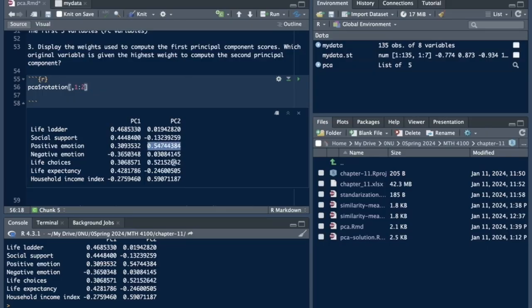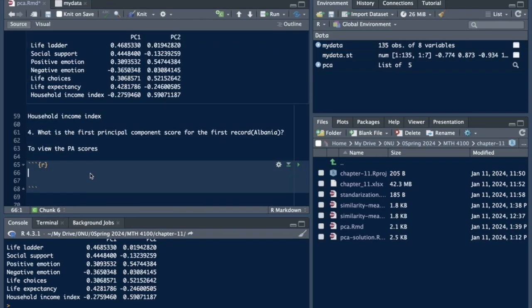Positive emotion, this has high contribution. This has low. This has low. Remember that we use standardized values. That's how we can easily do the comparison here, right? So to answer the second part, which original variable is given the highest weight to compute the second PC, it is the household income index.